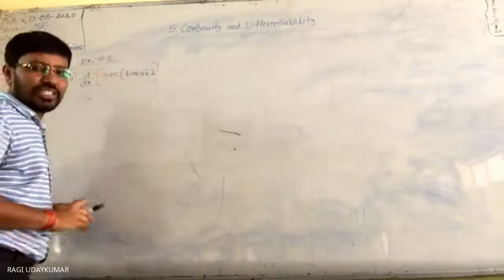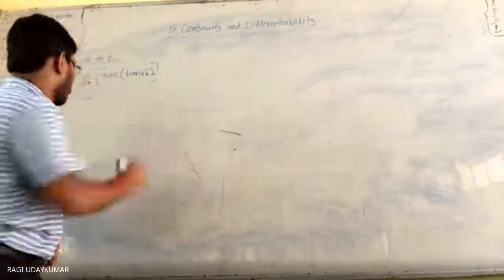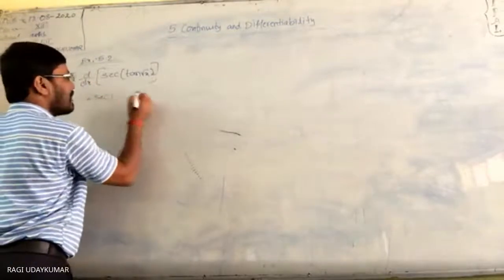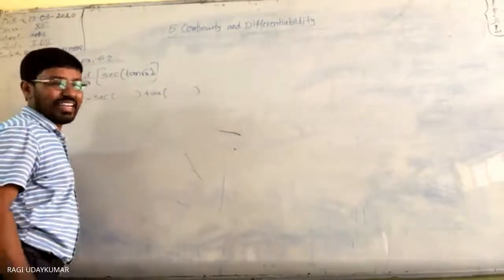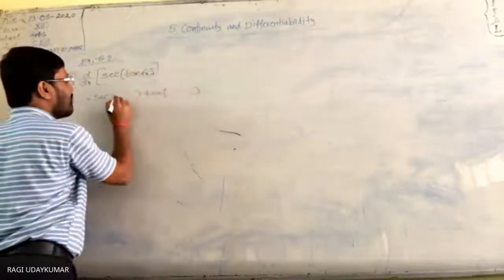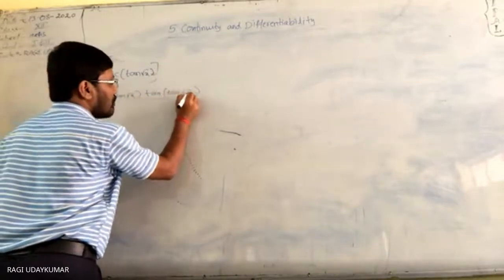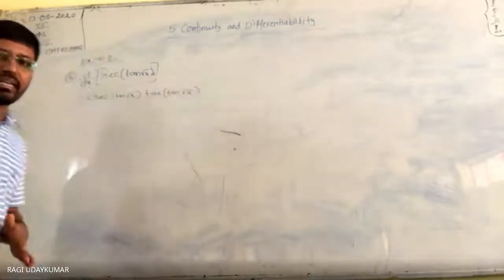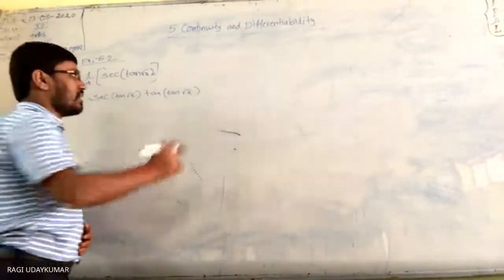Secant x, what is its differentiation? Secant x tan x. So secant bracket, tan bracket. What is in the bracket? It is here. Otherwise, you people will get confused if I write directly. So the problem is not complete. Then what to do here?